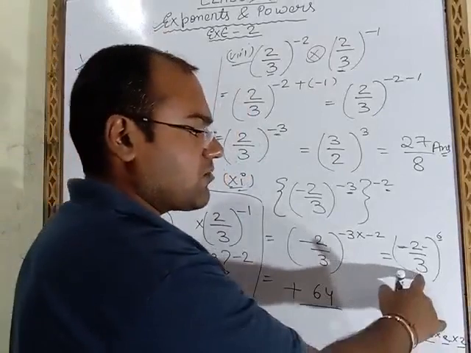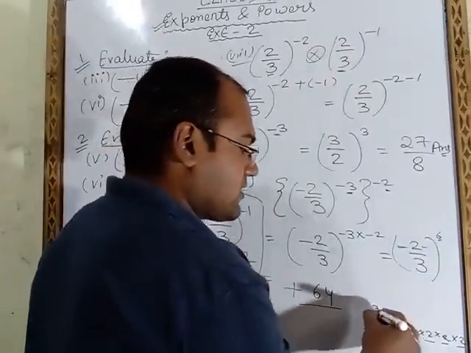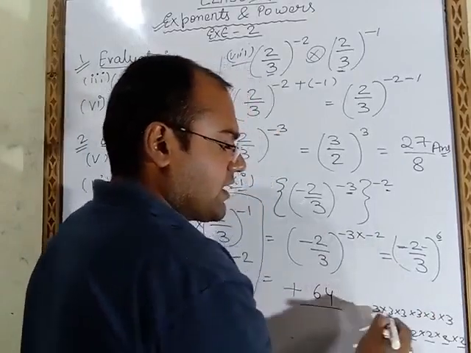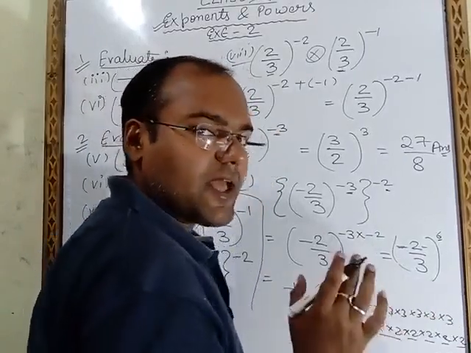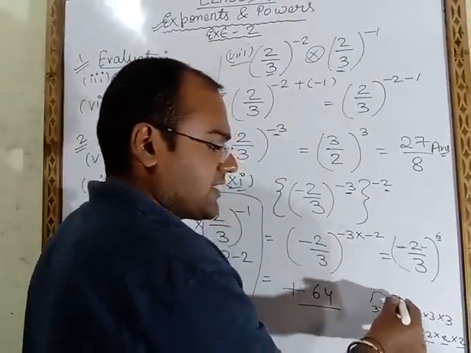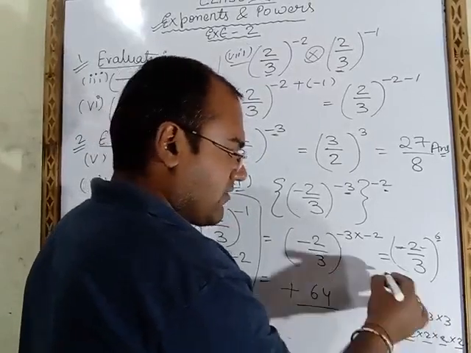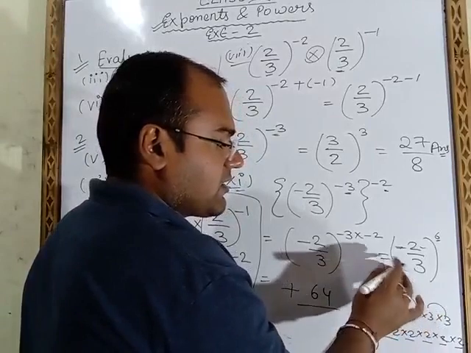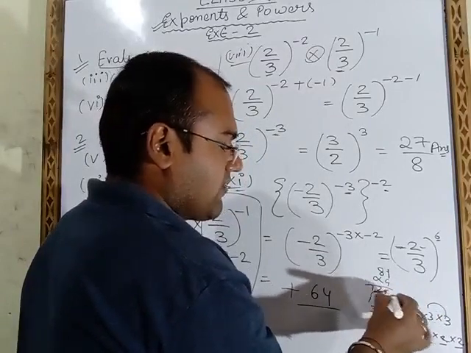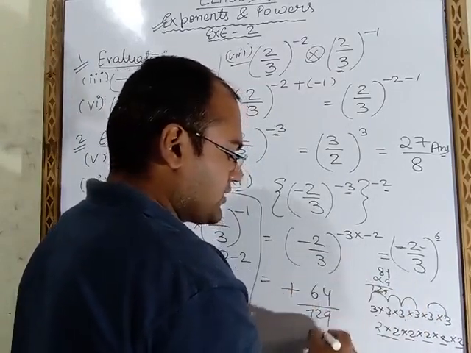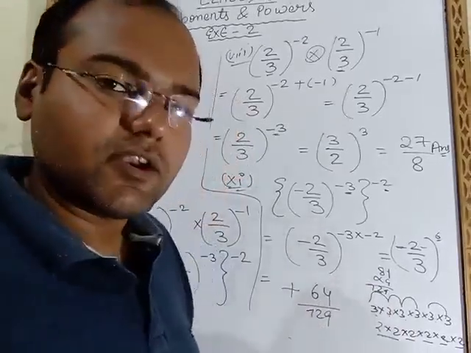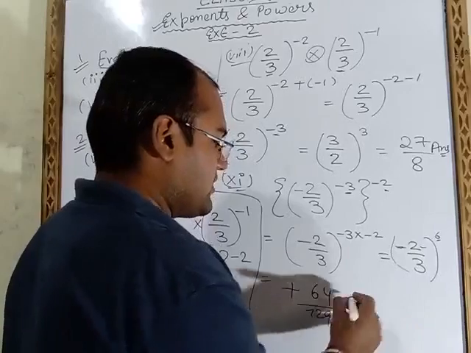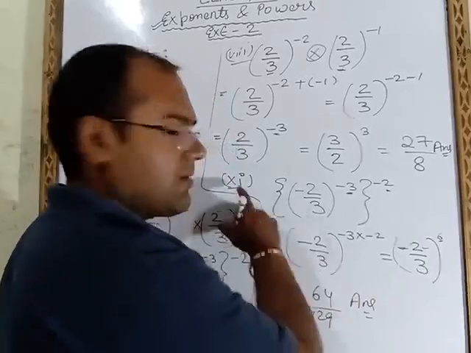In the same way we have to multiply this 3 also 6 times. 3 into 3 into 3 into 3 into 3 into 3. 1, 2, 3, 4, 5, 6. We have to multiply it 6 times. 3 3s are 9. 9 3s are 27. 27 3s are 81. 3 into 3 will be 9. 81 into 9 is 729. So in the denominator we have to write 729. So this is your final answer of this part number 11th.